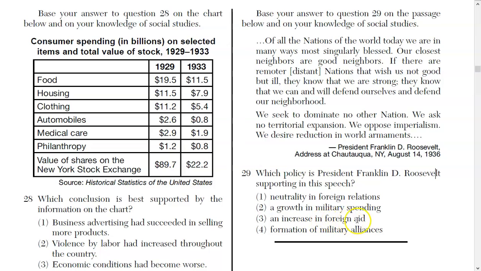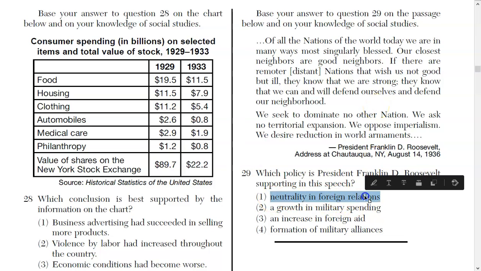He's not talking about increasing foreign aid, because he doesn't talk about that at all. A growth in military spending. You might say that, but he's not saying here, notice, that we should be strong or that we have to get strong. He says we are strong. So he's not asking for an increase in military spending. He's telling you we already are spending enough to defend ourselves. Increase in foreign aid. No, he says being good neighbors, but he doesn't talk about giving anybody else any money.